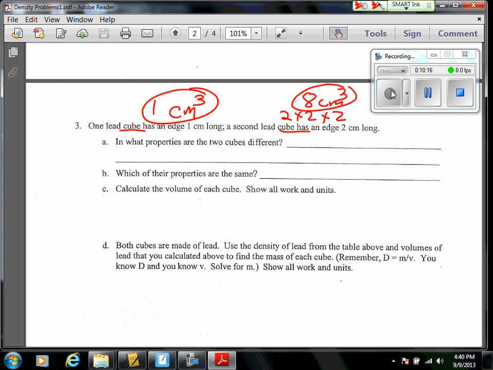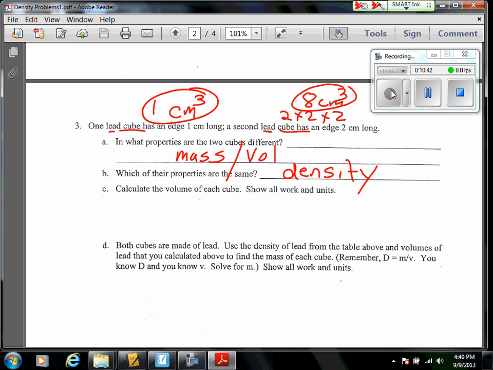Okay, and what properties are the two cubes different? Since they're both lead, their mass is going to be different, and their volume is going to be different. What properties are the same? Well, since they're both lead, their density will be the same.